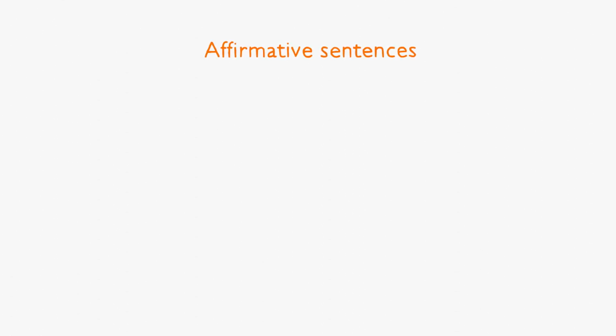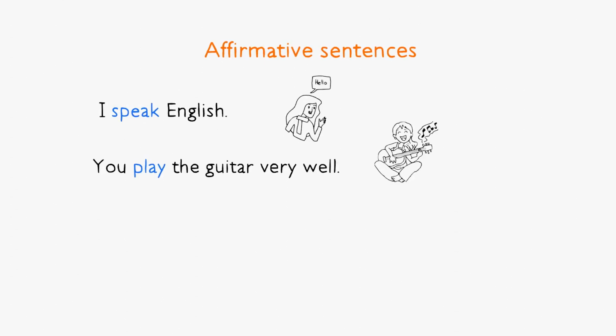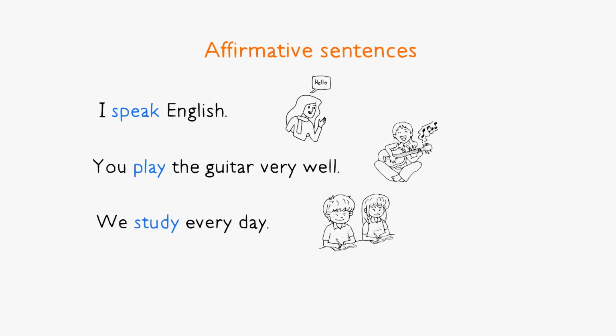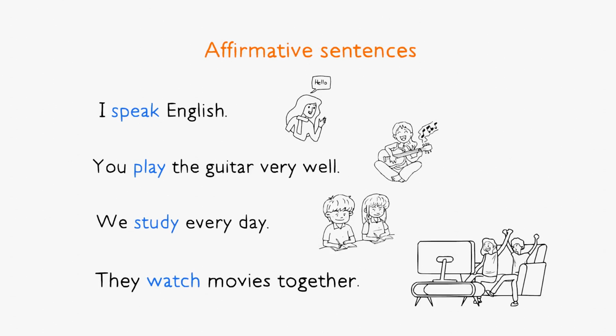For example, I can say, I speak English. You play the guitar very well. We study every day. They watch movies together. Note that in the present simple, when we talk about I, you, we, and they, the verbs in the sentence are used just as they are in their base form, without any changes.